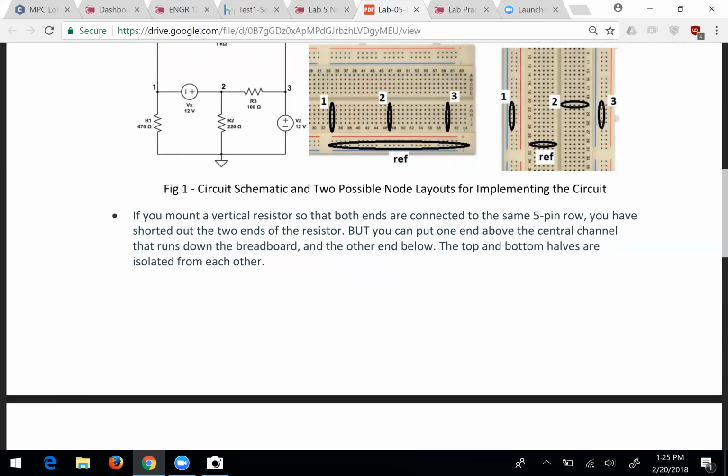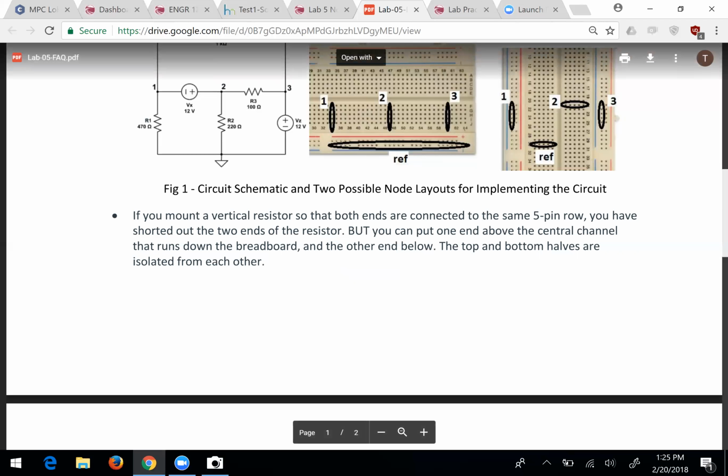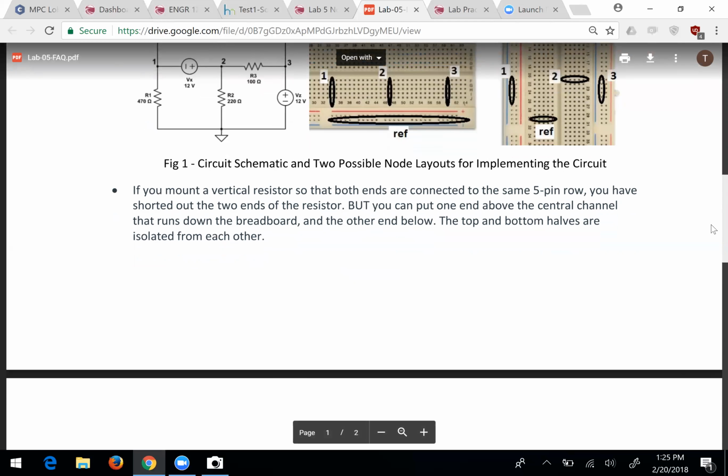So this could be a reference node. That means any wire anywhere in this row, in this whole channel, will be connected. But it's certainly possible to set things up differently. Have this be your node 1, this be your node 2, this be your node 3. It'd be kind of weird, but you could do it. If you want to do a strange one, that's fine. You can experiment today.